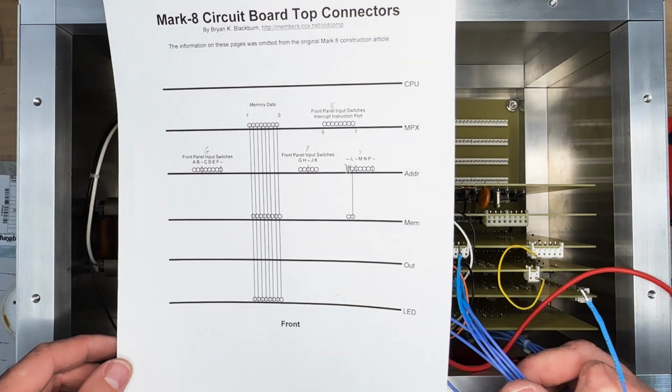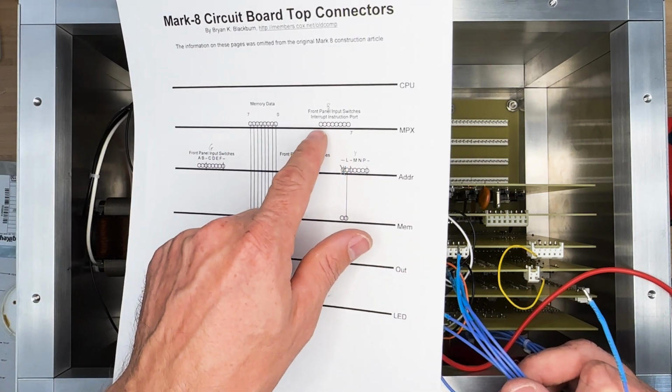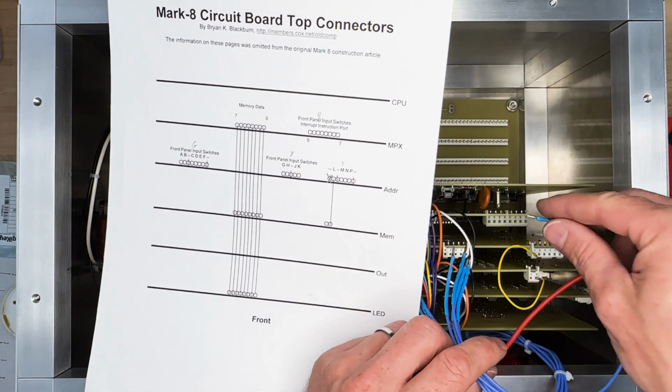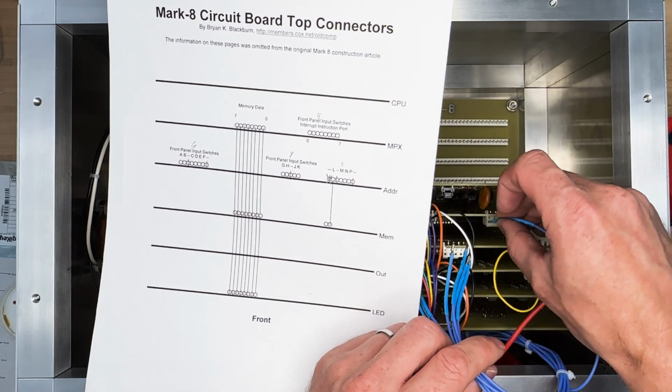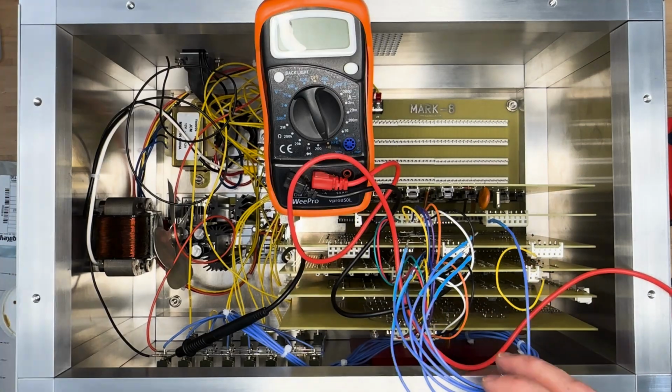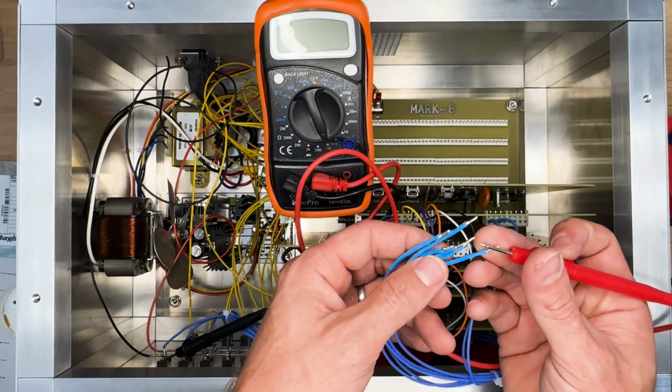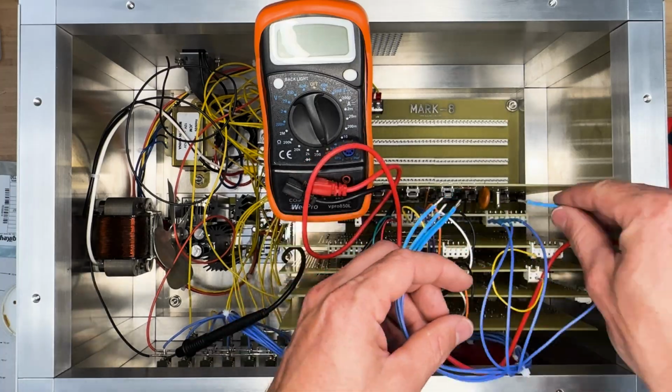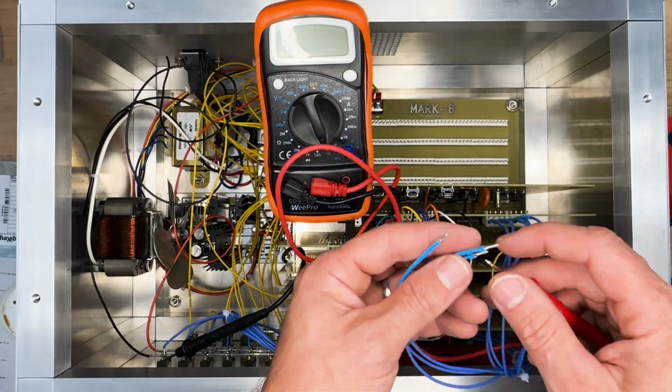If we look at the Mark-8 top connection sheet, we can see that data input 0 is on the left side. So be sure to connect the first switch, starting from the right, to data input 0. In essence, the switches are backwards from the inputs on the PCB. Connect all the remaining data switches to their inputs.